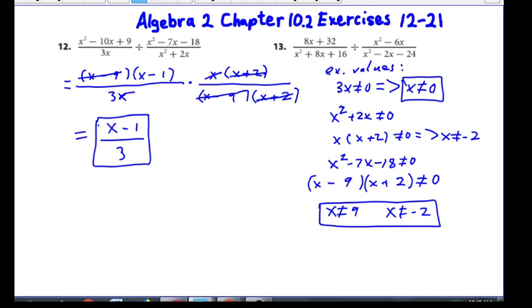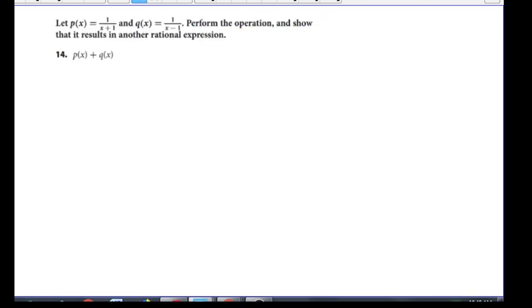Okay, let's look at 14. What you're doing with these is finding a common denominator and adding them together. Out of brevity's sake, we're almost out of time here, and I don't want to go much farther. Let's just look at 14. Problems 14 through 17 are essentially a review of what we did in 10.1, which is adding and subtracting rational expressions.